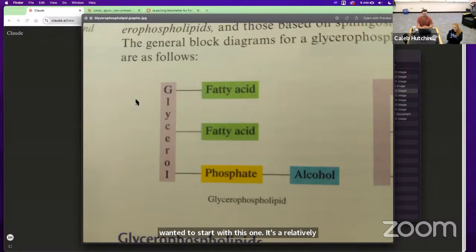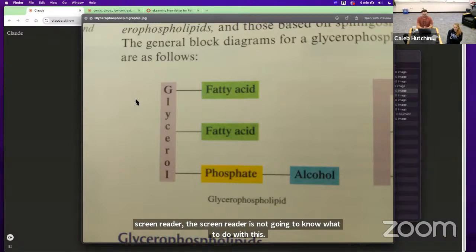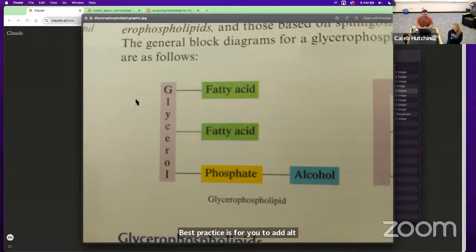There's not a lot to it, but this is not accessible. If somebody accesses this image on a publisher website or in Canvas, and they're using a screen reader, the screen reader is not going to know what to do with this. Best practice is for you to add alt text to any image you have in a web page, right? And the alt text would describe what the image is. Sometimes that's easy. You can say image of a cat, image of a field of wildflowers, just decorative images.